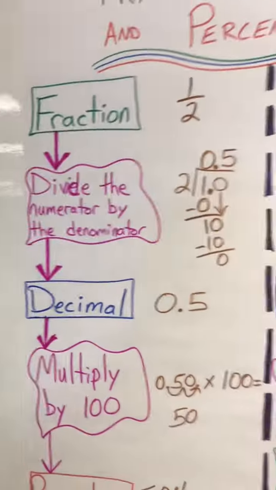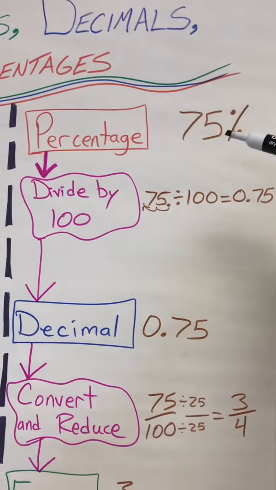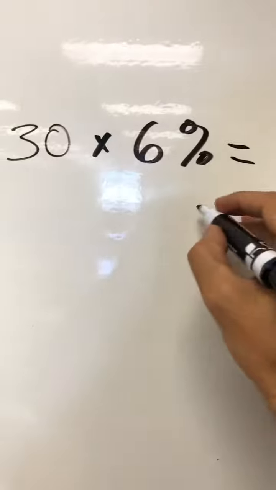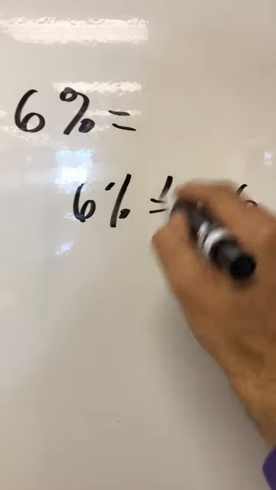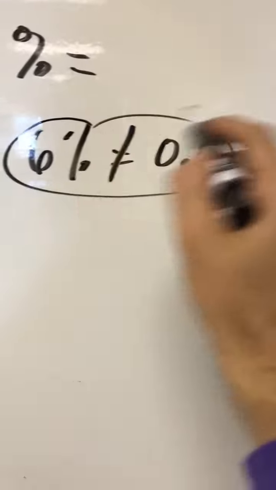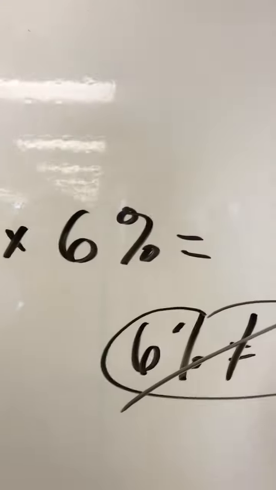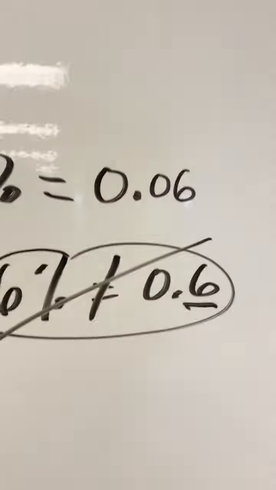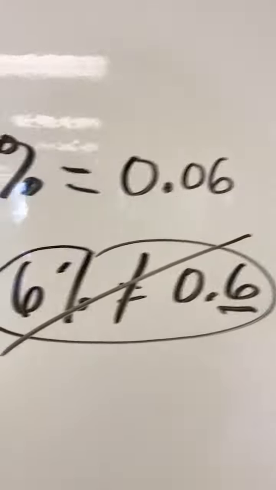If we look at this side of our anchor chart, 6%, we need to divide by 100 to get to the decimal. This is where students can easily confuse this and just say that 6% is equal to 0.6. That is not true. 6% is not equal to 0.6. That would actually be 60%. So 6% is going to be 0 and 6 hundredths, because that's what 6% is. Percent is out of 100, so it'd be 0 and 6 hundredths.